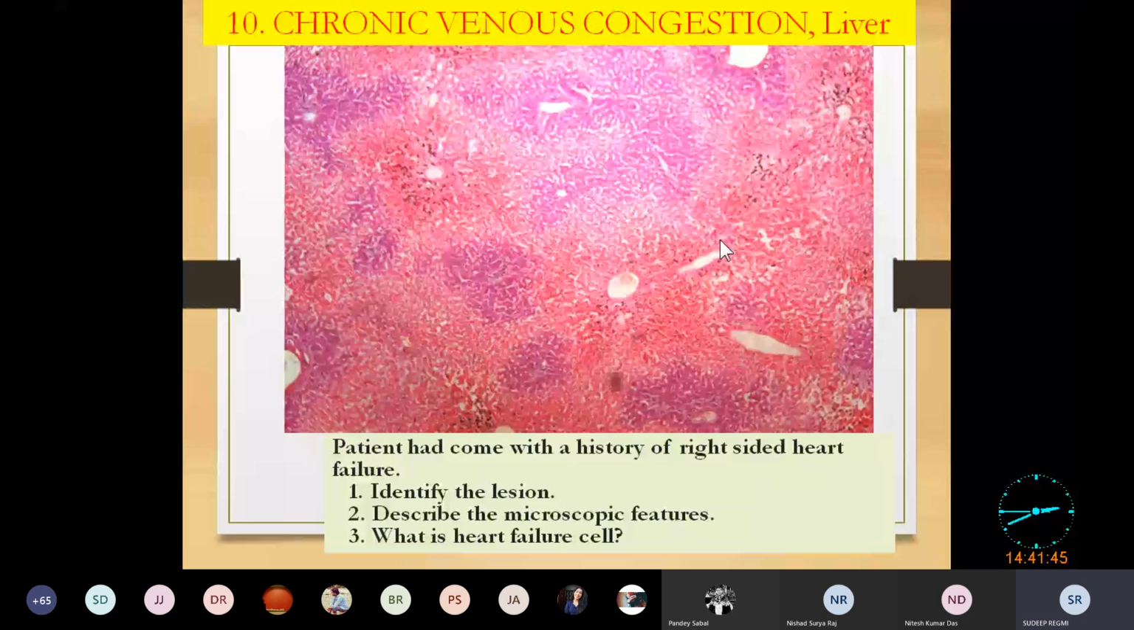Okay. So when this comes in your exam, do not write CVC. Write chronic venous congestion of the liver. Do not write CVC of liver. Your points will be deducted. Right? We all know that CVC is chronic venous congestion, but you have to write the full form, chronic venous congestion. So we have already discussed this.